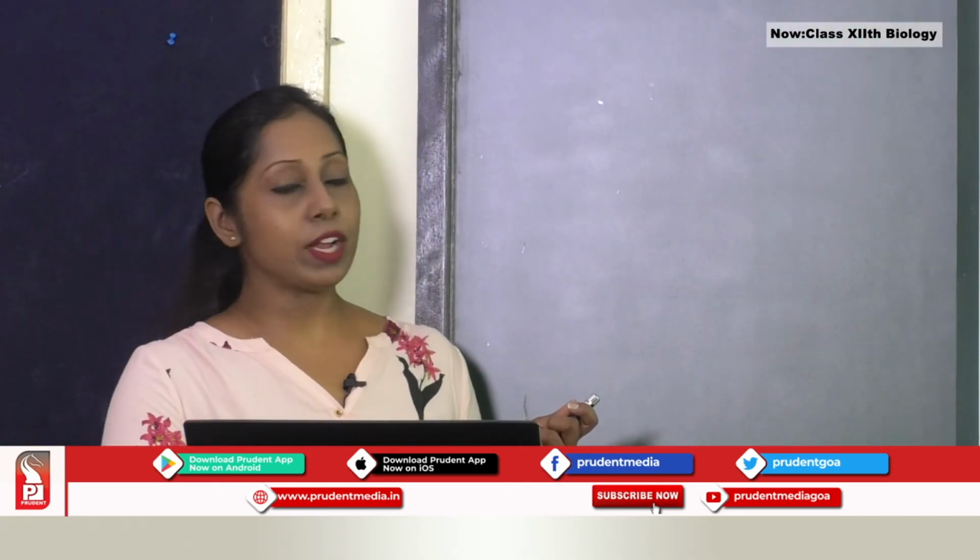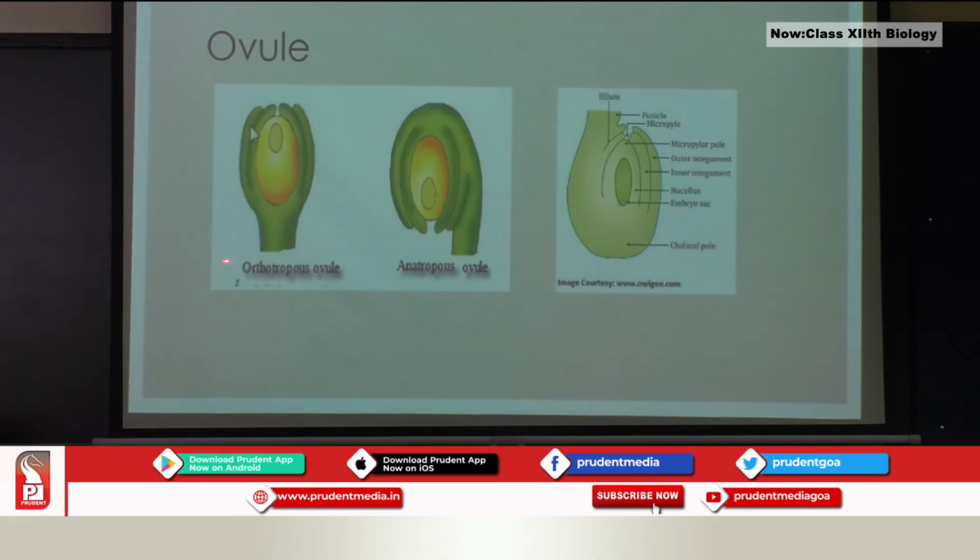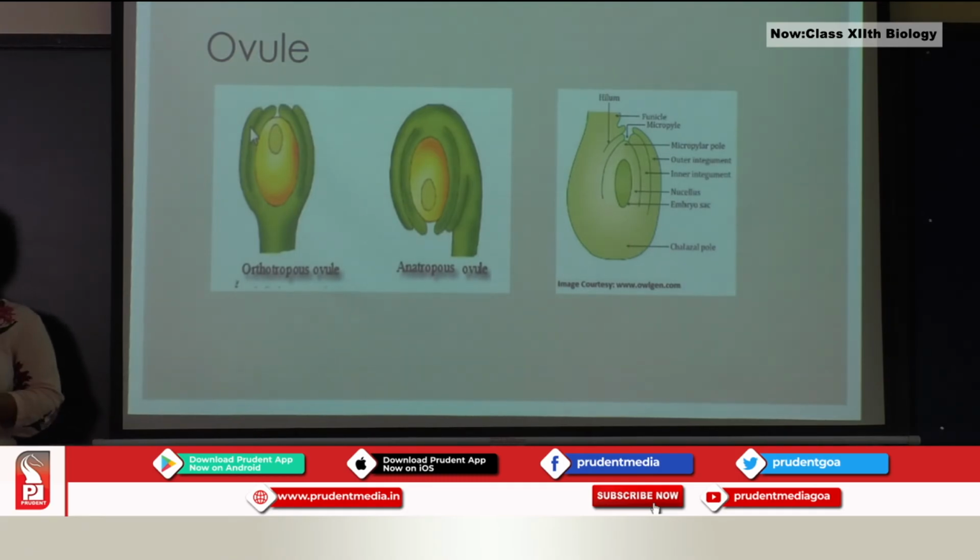So the megasporangium or the ovule, what you see over here are 2 types of ovules shown on the slide. One is called as the orthotropous ovule, the other one is called as the anatropous ovule. Now what is the meaning of an orthotropous ovule? It is a straight ovule. You can see this is the body of the ovule and this is the stalk or the filament of the ovule. The same thing now if you invert it.